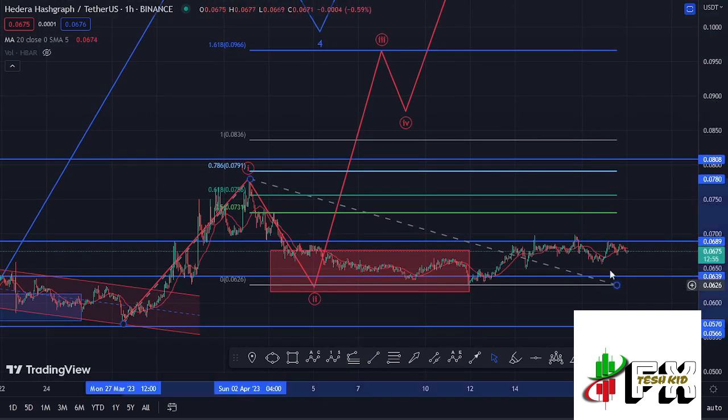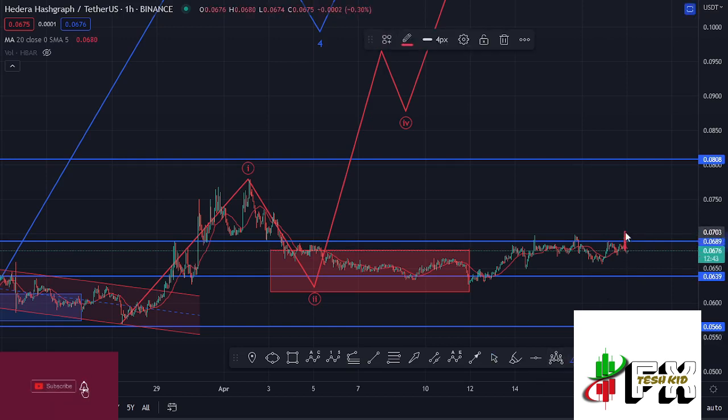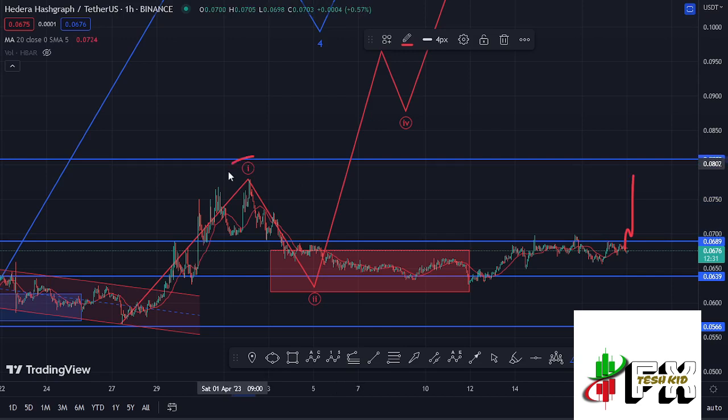And for that move to also play out and fully maximize our minimum target areas in the formation of that wave 3, we need to get above the 20-day MA on the 1-hour chart and also on the 4-hour chart, break above our key area of resistance at around the $0.0689 mark, get a successful retest, continue gearing up, and also see a break above the wave 1 high of this Elliot structure right here.